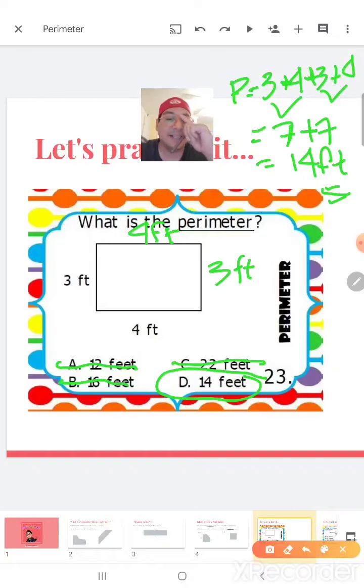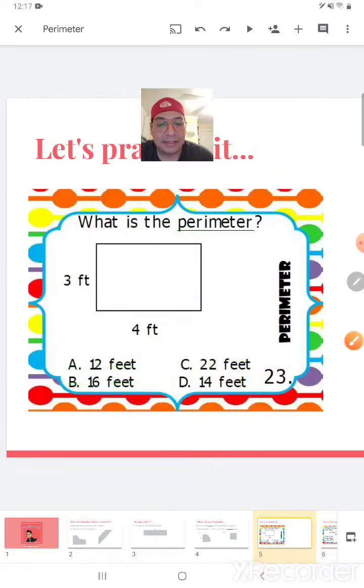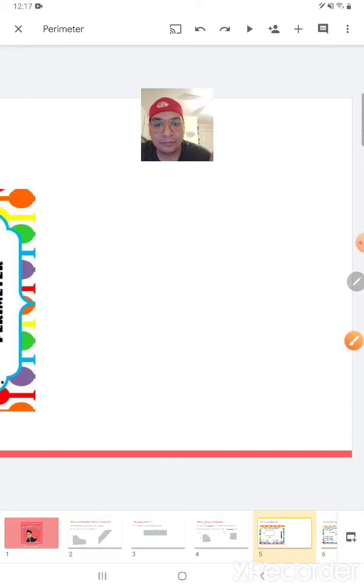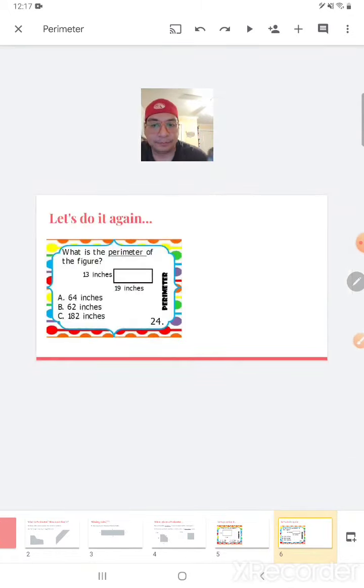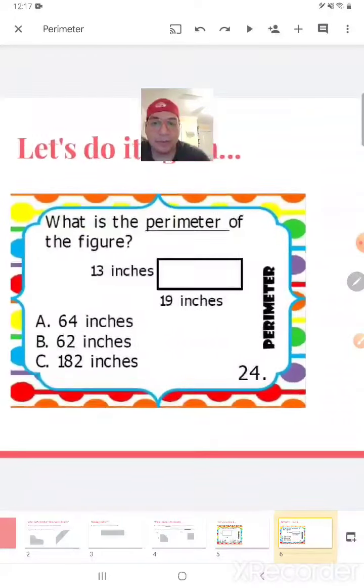All right, so let's go on to the next one. Go to the next example. All right, what is the perimeter on this figure?